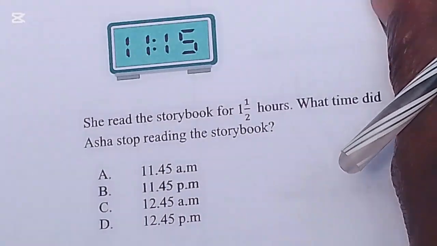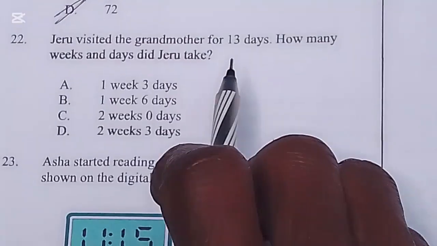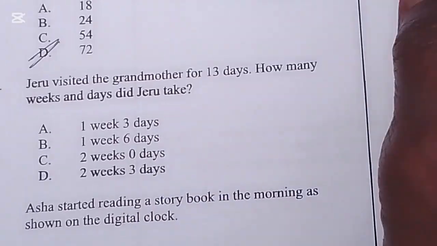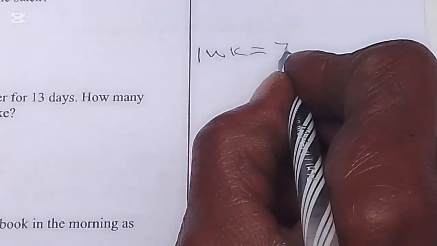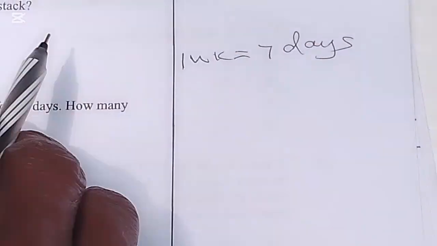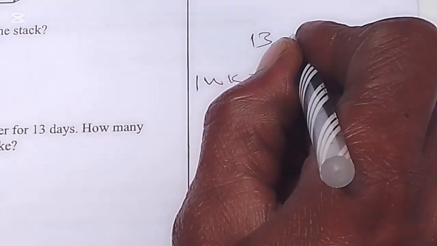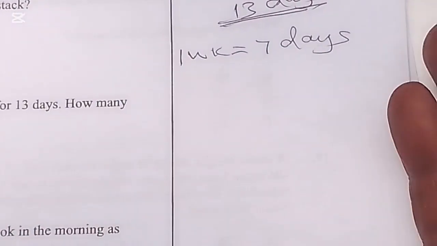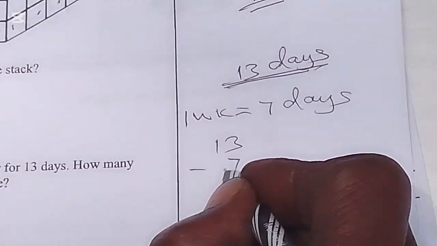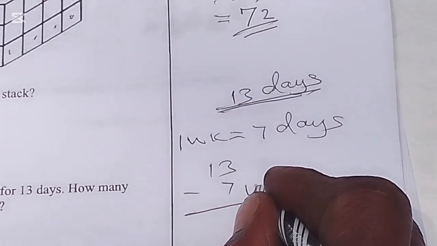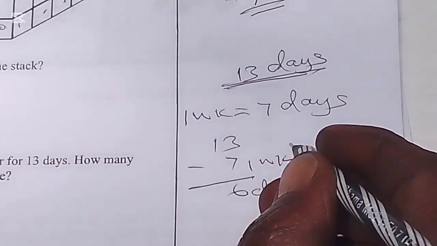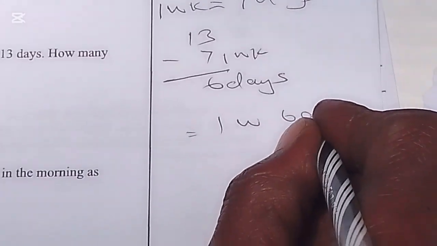Number 22. Jeru visited the grandmother for 13 days. How many weeks and days did Jeru take? We know 1 week equals 7 days, and the days in question are 13. So here we only have 1 week, that is 13 minus 7. That is now 1 week, and then we are left with the days. So we have 1 week, 6 days.